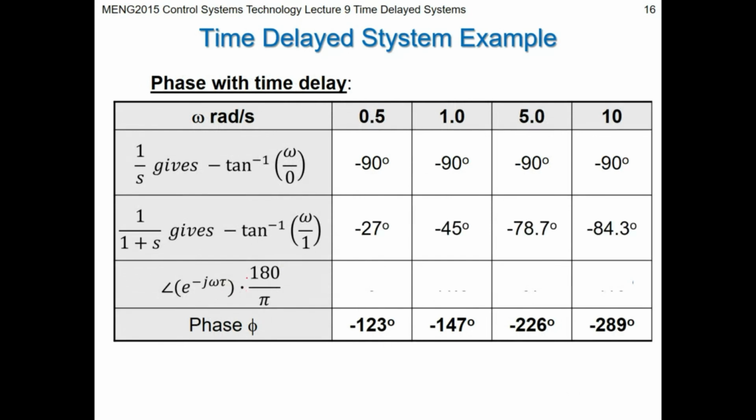So what we're going to do now is introduce this additional line, which is our pure time lag, and see what it does to the phase plot. Well, at low values again, it's minus 6 degrees. It's pretty small. And as you go to 1, it's minus 11.5, minus 57 at 5, minus 115 at 10. So when we add them up, we get our totals here.